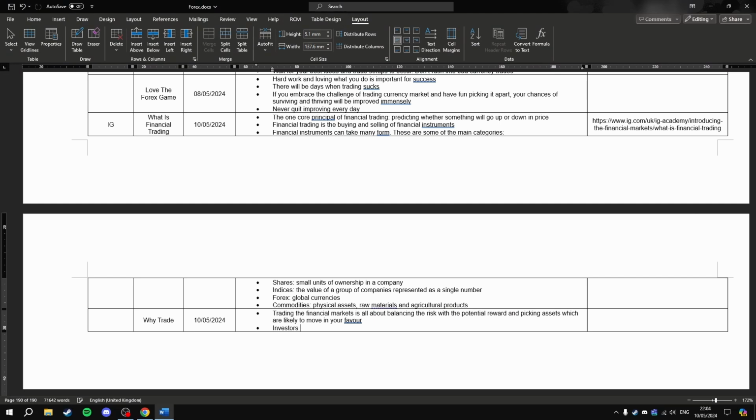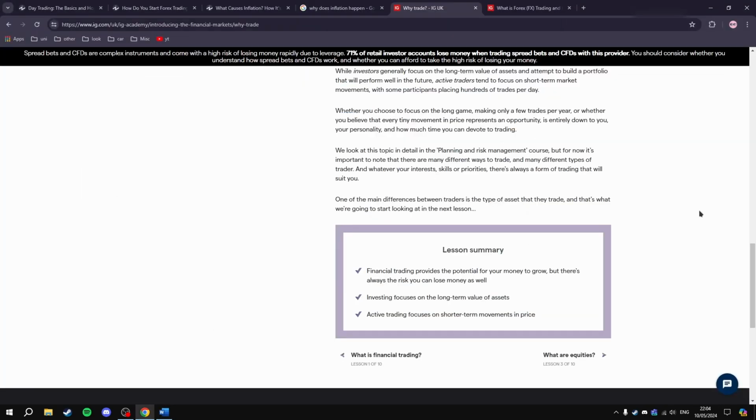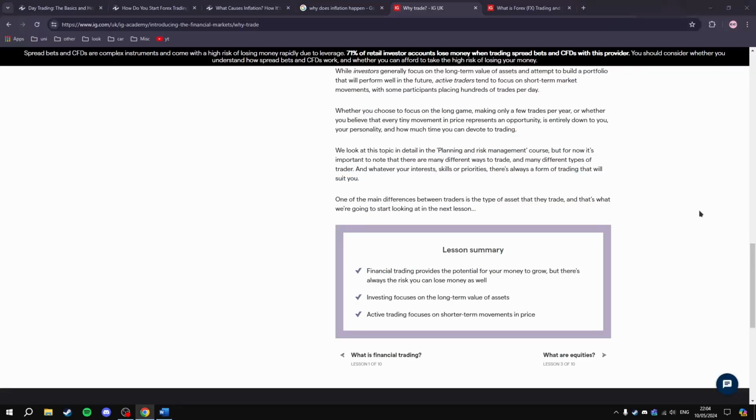So, investors generally focus on the long-term value of assets and attempt to build a portfolio that will perform well in the future. Active traders tend to focus on short-term market movements.